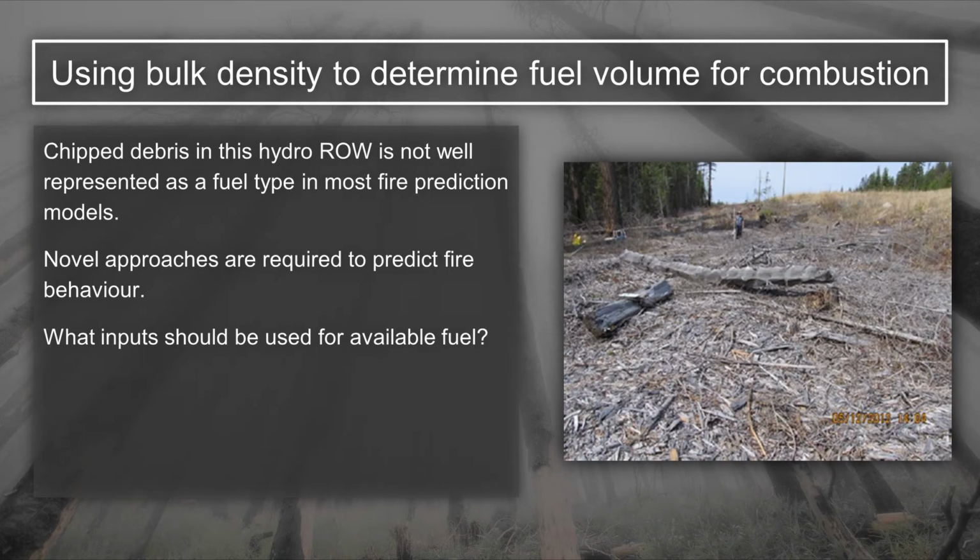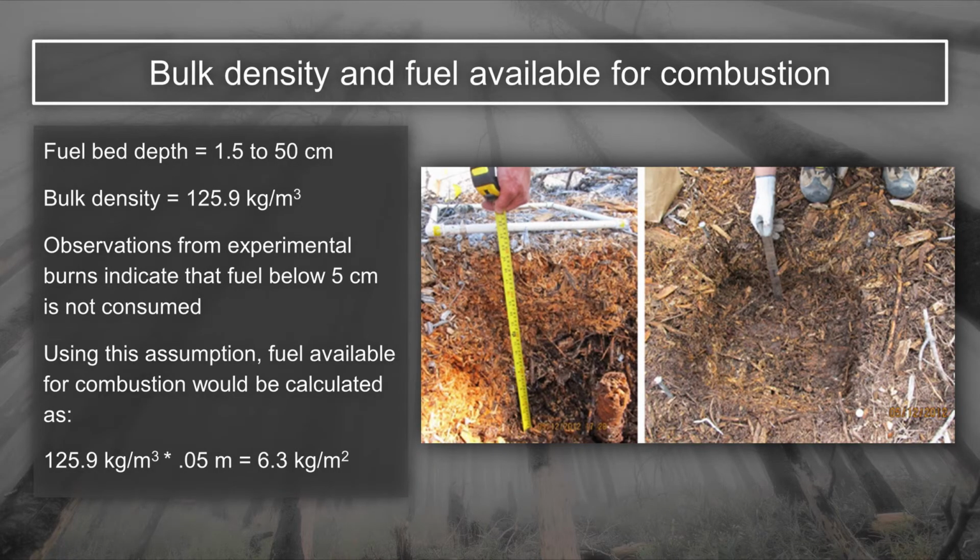In a study of potential fire behavior in debris fields in hydro rights-of-way, we evaluated the debris using destructive sampling to determine bulk density and then determine the volume of fuel assumed to be available for combustion. Bulk density was determined through destructive sampling in several mulch pits. From previous experimental fires and moisture sampling, we observed that fuels deeper than 5 centimeters were too moist for consumption. Using this as an assumption, it follows that available fuel equals 6.3 kilograms per meter squared.